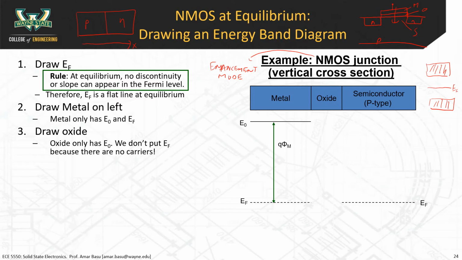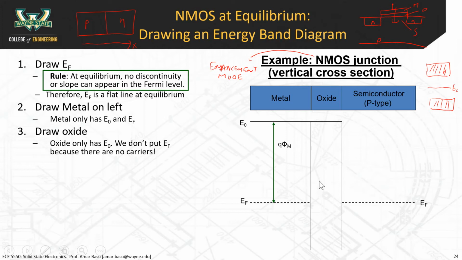So that's one of the reasons we're not really concerned with what the carriers are doing in the oxide, because the oxide doesn't have any carriers, or it has such an incredibly low concentration of carriers that we can ignore it. So what we do instead is that we just draw the E0 for the oxide. The E0 lines up like this with the oxide, and then we draw vertical lines here to represent the fact that the oxide has a bunch of area where there are no energy states, 0 energy states.